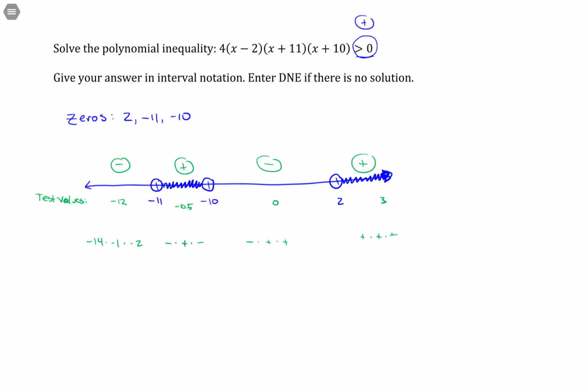And so our solution here is the values from negative 11 to negative 10, and then from 2 to positive infinity.